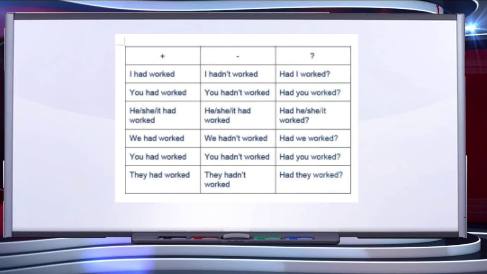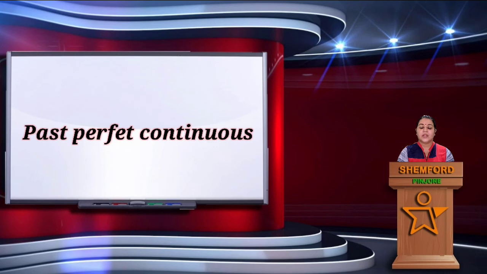Interrogatives will always start with had, whether the subject is singular or plural. And in negative cases, we will add not after the had. They had worked. They hadn't worked. Had they worked? So this was all about past perfect tense.